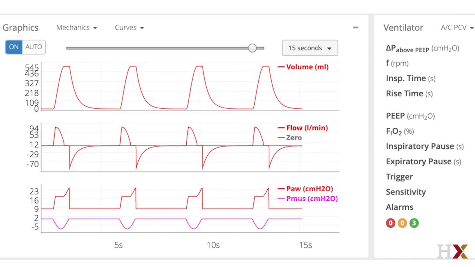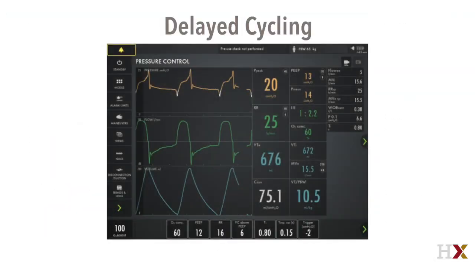Let's look at an actual ventilator waveform screen to see what that might look like. Here you can see there's a drastic increase in pressure, which is caused by delayed cycling. The patient wants to exhale, but the machine has not cycled off yet. And as you can see in the expiratory flow, there's a rapid increase in flow at the onset of exhalation, indicating that there is some force behind it.